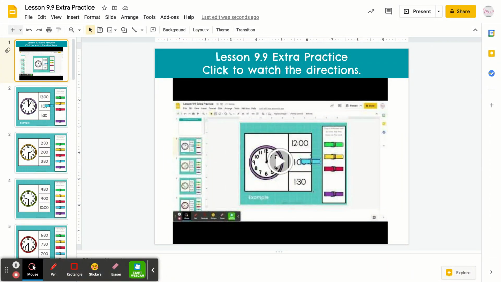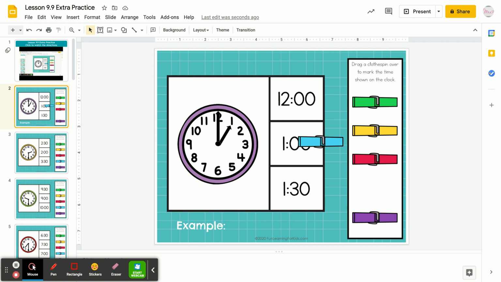So before we take our quiz, I want to go over our extra practice we did the other day. Okay, so you watched the video. I did the example for you, right? We looked at the time. When the hour hand is pointing at the 1, we say it's 1 o'clock. And there we have our minute hand pointing to the 12 for o'clock. So I dragged my paperclip over to pick 1 o'clock.